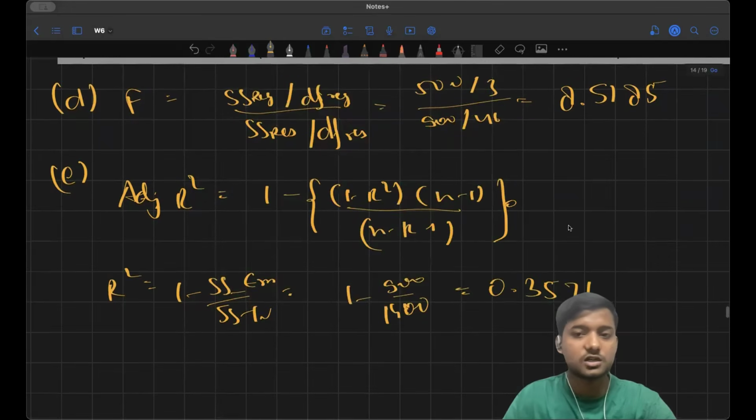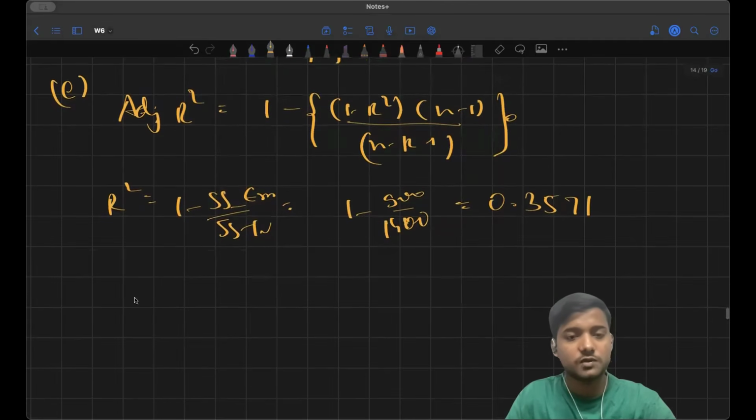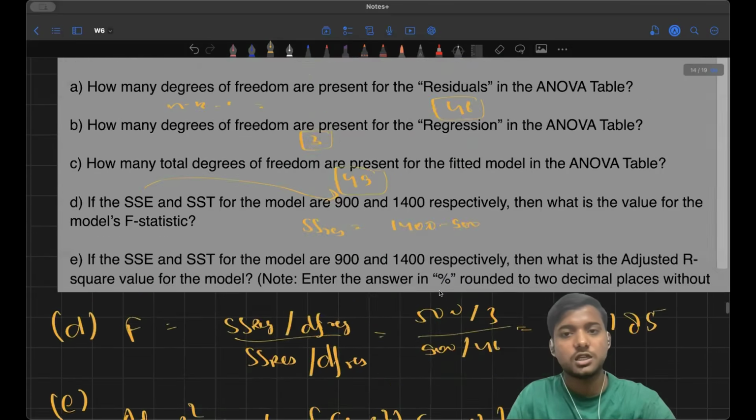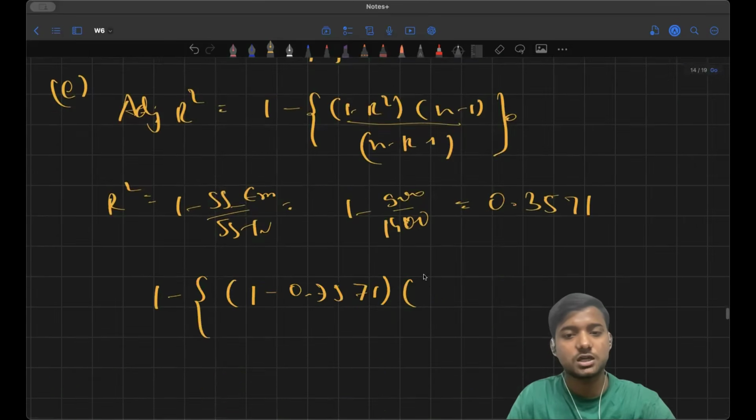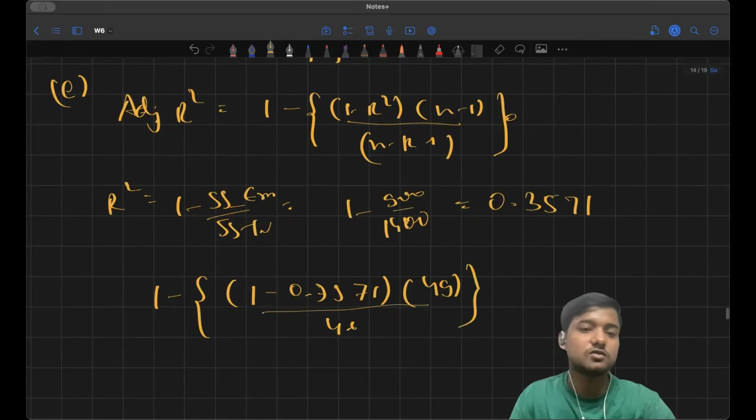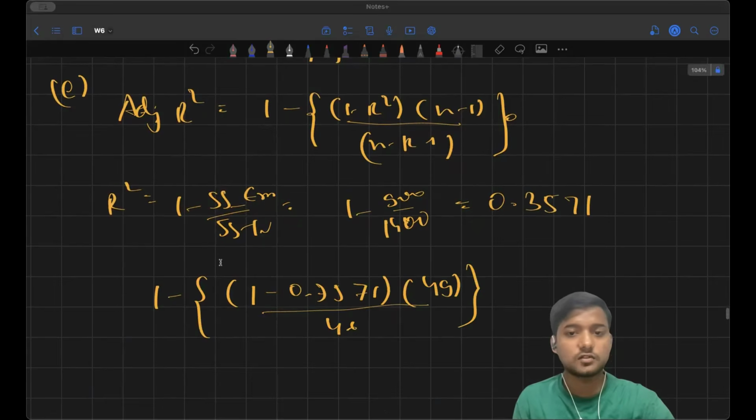And now we need adjusted R square. So you just need to plug in the values. It would become 1 minus, again this thing. So it would become 1 minus 0.3571. N minus 1 would be, it was 50, so n minus 1 is 49. N minus k minus 1 would be 46. So you just need to solve this equation. And I think if we solve this equation, we would get something around 0.35 only, but it would be 0.3. Let's just do this.